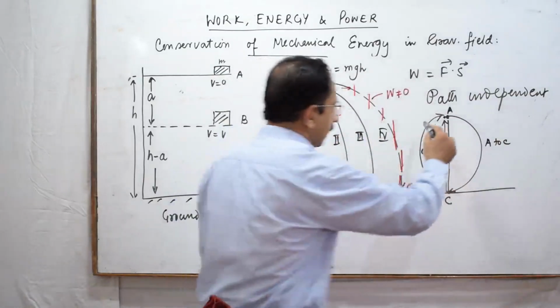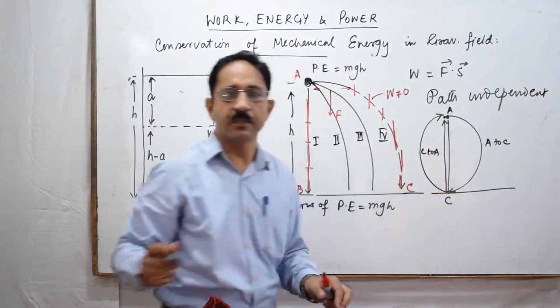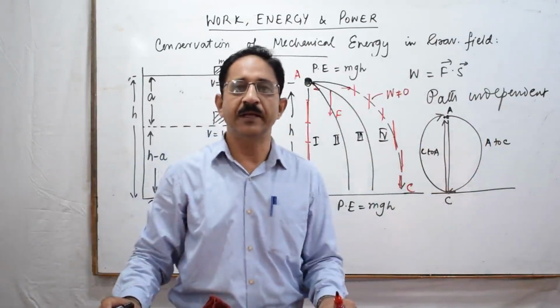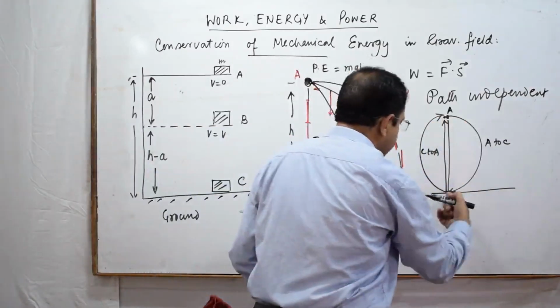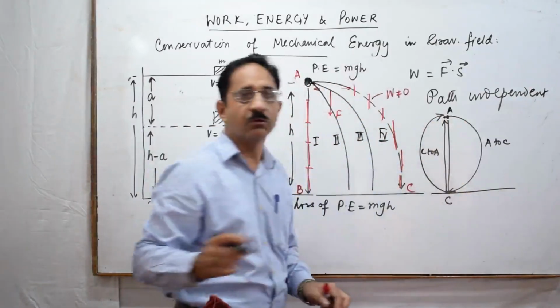What you realize कि हमने अब gravitational force की presence में एक closed path define किया है. We have taken a closed path. This path started from A, touched C and came back to A. So it's a closed path.